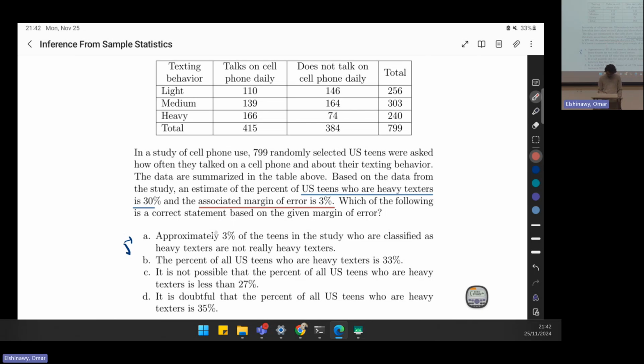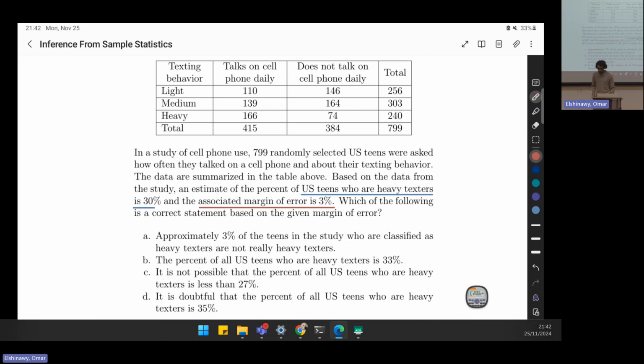It's C. Okay. Well, let's see. It is not possible that the percent of all US teens who are heavy texters is less than 27%. Why do you say that? Because the margin of error is 3%. That's it. It cannot be less than 27%. Okay, so you're saying that if the margin of error is 3%, then it cannot go lower. Yeah, because in the study they said it's estimated 30%. So it's either 28, 27, 29, or 31, 32, 33.